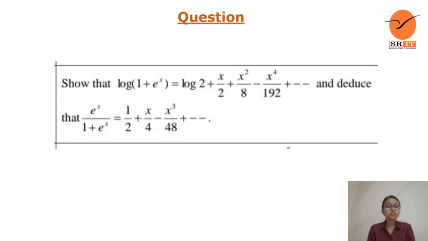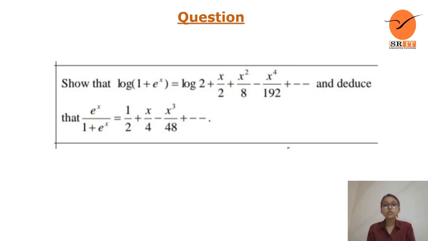So given the question, show that log of 1 plus e raised to the power x is equal to log 2 plus x by 2 plus x square by 8 minus x raised to the power 4 by 192 plus and so on. And finally deduce that e raised to the power x upon 1 plus e raised to the power x is equal to 1 by 2 plus x by 4 minus x cubed by 48 plus and so on. So let me explain the approach of my answer to this question.